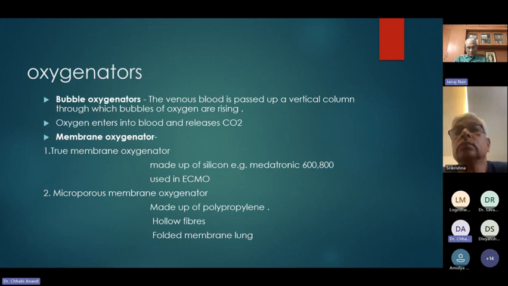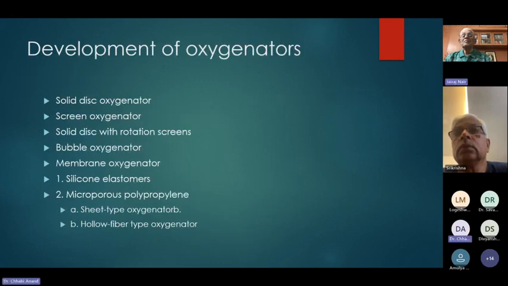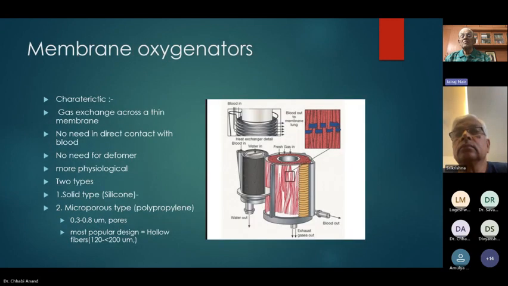Membrane oxygenator. True membrane oxygenators are made up of silicone, that is Medtronic 600 and 800, used in ECMO. Microporous membrane oxygenators are made up of polypropylene, hollow fibers, and folded membrane lungs. Development of oxygenators: solid disk oxygenator, screen oxygenator, solid disk with rotating screens, bubble oxygenator, membrane oxygenator, silicone elastomers, and microporous polypropylene.